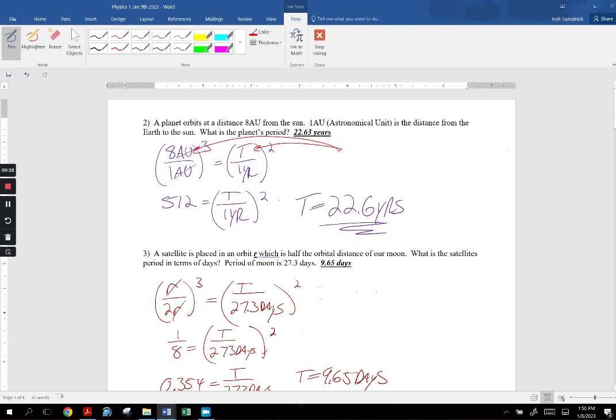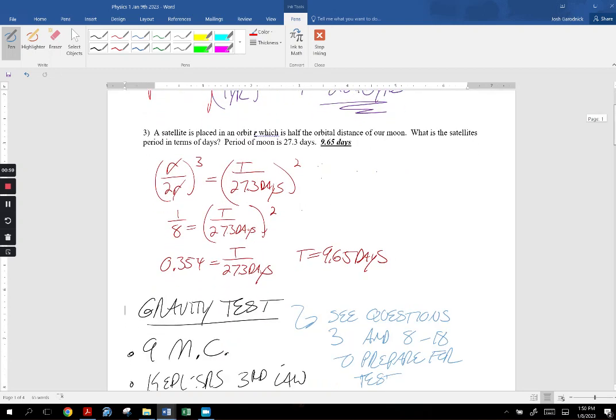But basically, because the astronomical units divide out, it's 8 cubed, which becomes 512. And then if you square root both sides, you're going to end up with 22.6 years. And then technically you multiply 1 year over, but that doesn't matter. So that's pretty straightforward. And number three, traditionally, there's been some issues with this.